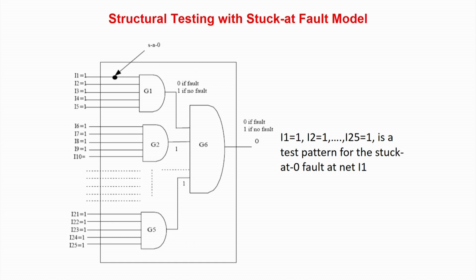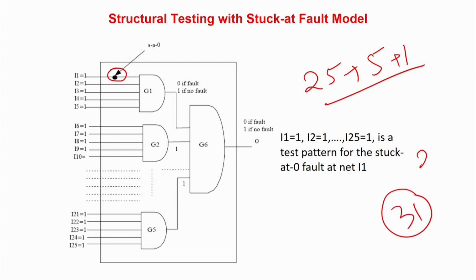Now again I am going to take the same circuit as an example, and I assume that there is a stuck-at-0 fault at this line. Basically that is the idea. In this case there are 25 lines plus 5 internal lines, and 5 plus 1, so that is 25, 30, 31. So there are 31 lines here. So in the worst case there will be 62 faults, and 62 patterns may be required in the worst case to test it.